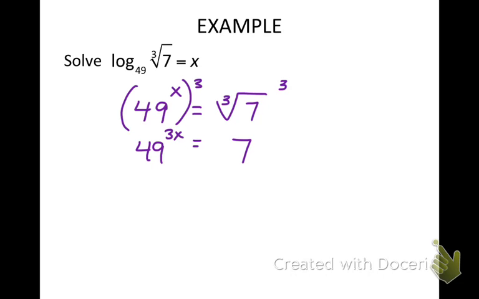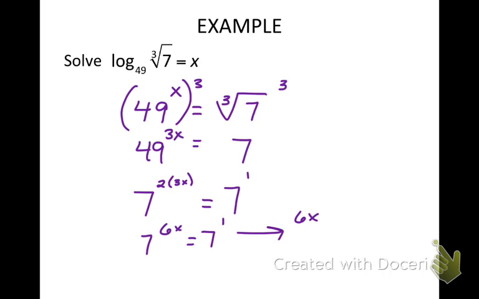Now make a like base. So my like base is going to be a 7 here, with 6x. So 7 squared times the 3x. Good. I'm going to just write it all out. Then we have a 7 to the 1. So 7 to the 6x is equal to 7 to the 1. 6x equals 1, x equals 1/6.